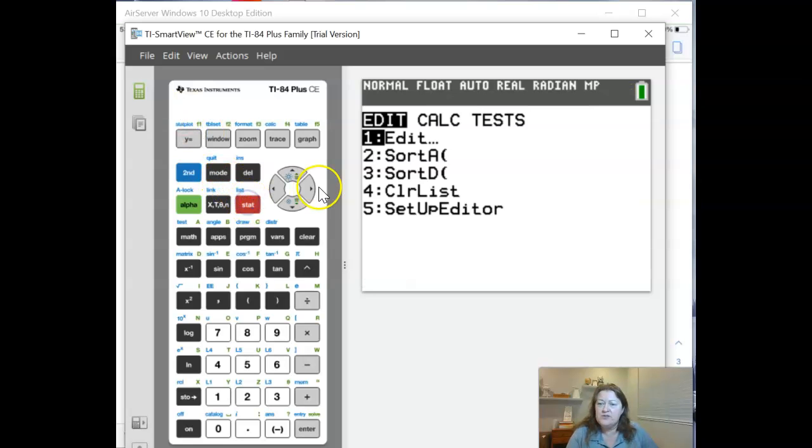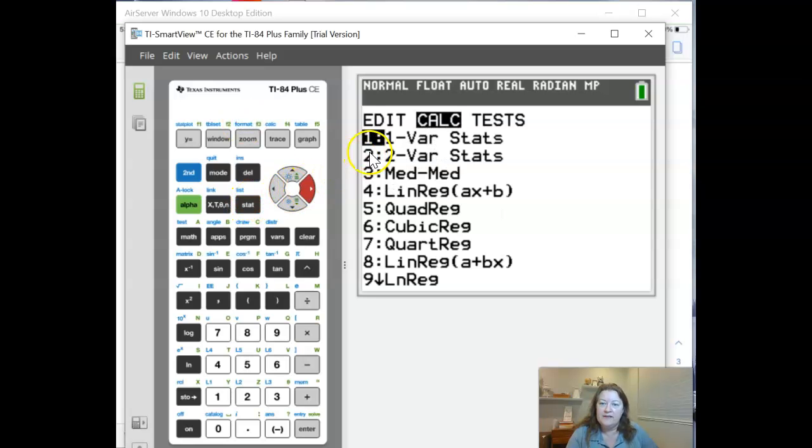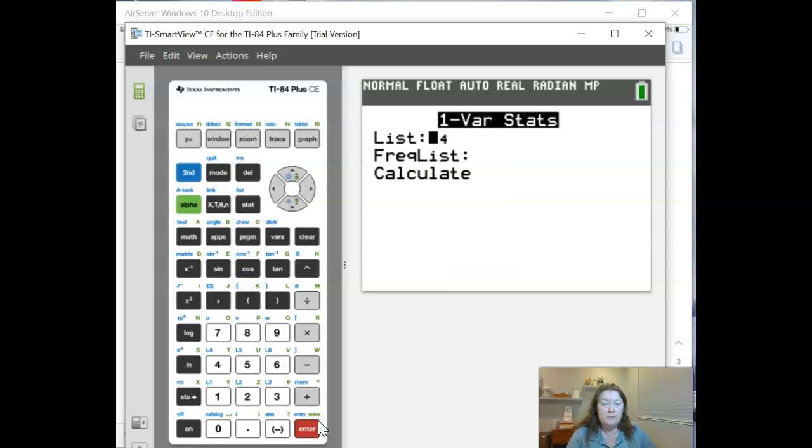Okay, and I'm just going to do one random variable. So that was stat. Then we go over to calculate. We press 1 for one variable stats. Okay, but remember, we actually put stuff into 2 different places. So the main thing that I really care about is the number of people in the household. That's list 1.